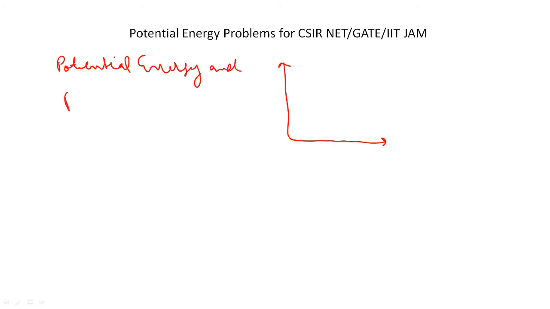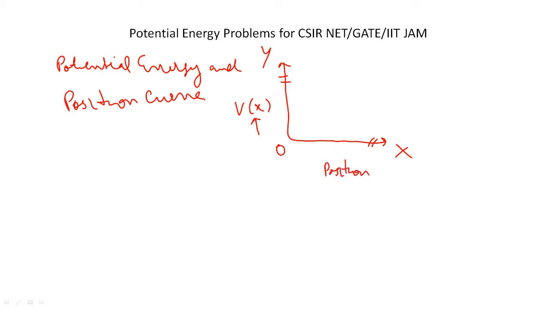Now if you have a potential energy and position curve like this, let us say it is the x-axis and it is the y-axis. We are taking the potential energy on the y-axis, and position on the x-axis. Let us say our curve is like that, and let us say this is the A position of the curve, this is the B position, the C position, the D position, and the E position.